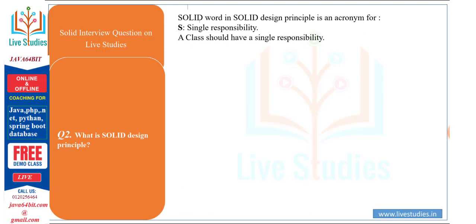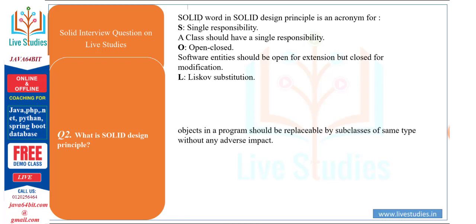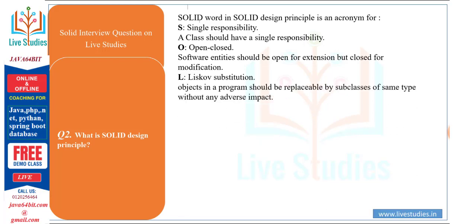O means, so basically single responsibility: a class should have a single responsibility. O means open closed. Open closed means software entities should be open for extension but closed for modification. L means Liskov substitution, means objects in a program could be replaceable by subclasses of the same type without any adverse impact.